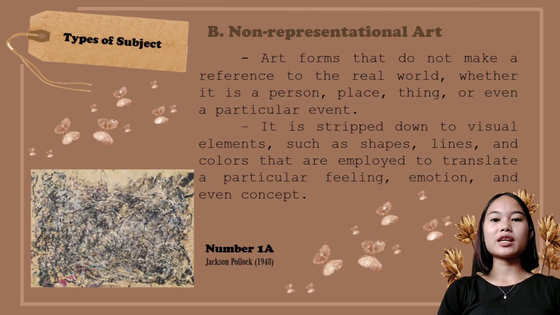The second type of subject is the non-representational art. These are art forms that do not make a reference to the real world, whether it is a person, place, thing, or even a particular event. It is stripped down to visual elements such as shapes, lines, and colors that are employed to translate a particular feeling, emotion, and even concept. An example of this is Number 1A by Jackson Pollock.